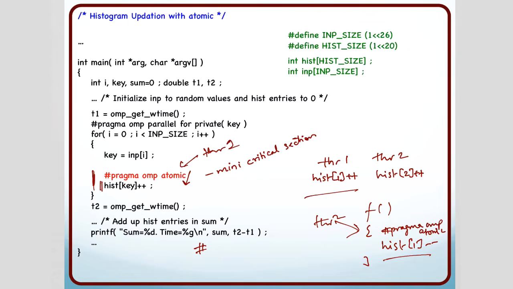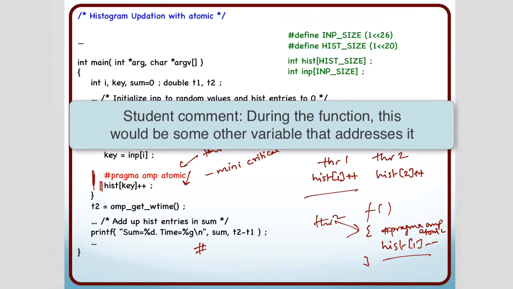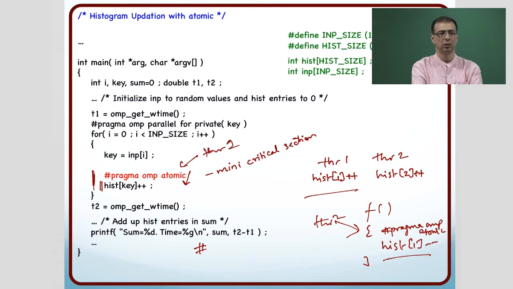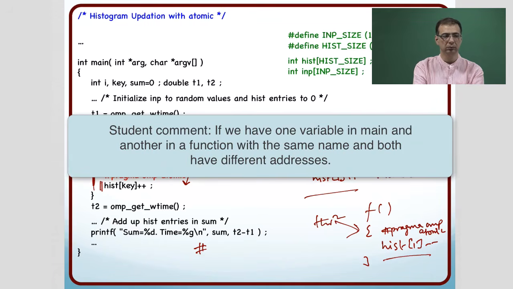So you can read up the OpenMP manual on what all is supported under hash pragma OMP atomic. So in the function, doesn't the hist 1 will be some other variable whose address will be different? That doesn't matter. The memory location is what matters. It just figures out whether the address being updated is the same or not. That's what matters. This is runtime support. If we have one variable in main and one variable in the function with the same name, but treated as different, they both have a different address.